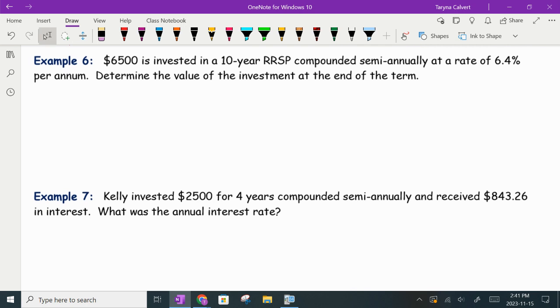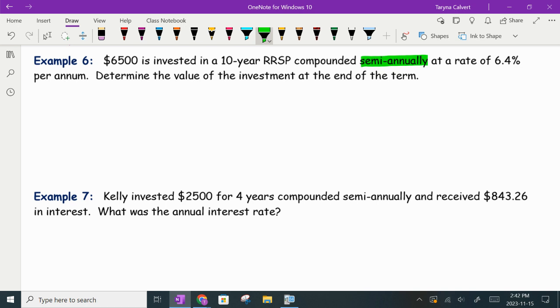So this one says $6,500 was invested in a 10-year RRSP compounded semi-annually at a rate of 6.4% per annum. Determine the value of the investment at the end of the term. So when it's compounded semi-annually, that again is our P value. So our P value is going to be what? 1/2. The other thing it affects is our 6.4%. Because you guys agree that our 6.4% is per annum? So it has to be broken up into 2 pieces.